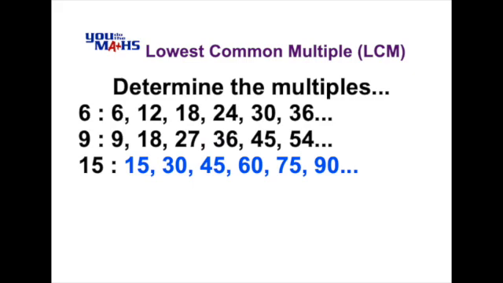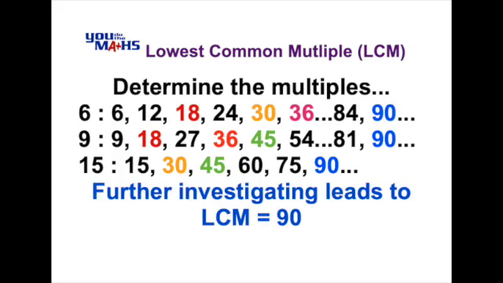Let's have a look at the common ones. We can see here that we've highlighted in red the common multiples between 6 and 9, in orange the common multiples between 6 and 15, and in green the common multiples between 9 and 15. What we need is the common multiple between all 3 numbers, and it doesn't appear to be in the numbers that we've got here. But if we do some further investigation and extend our multiples, we'll find that 90 is a common multiple to all 3 of the numbers, and it's the lowest common multiple. So that's one way to find the lowest common multiple, simply by listing the multiples.